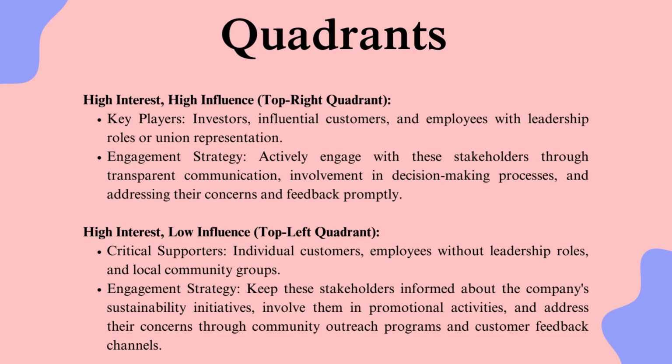High interest, high influence means top right quadrant. Key players are investors, influential customers, and employees with leadership roles or union representation. Engagement strategy is to actively engage with these stakeholders through transparent communication, involvement in decision-making processes, and promptly addressing their concerns and feedback. High interest, low influence means top left quadrant.